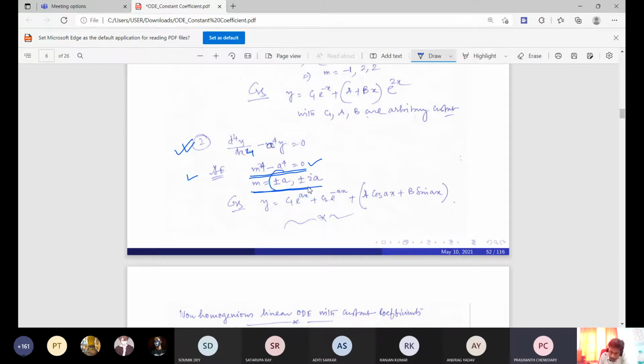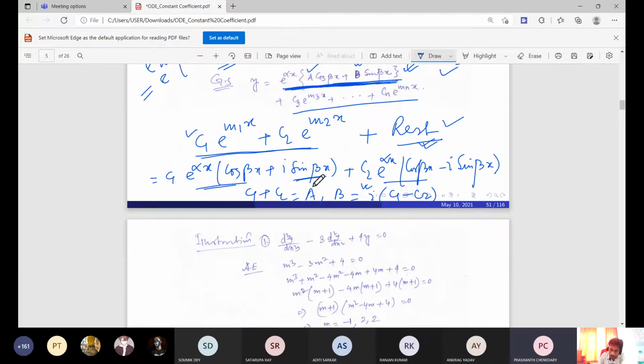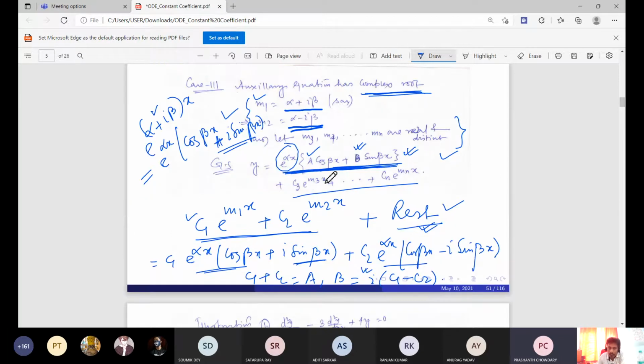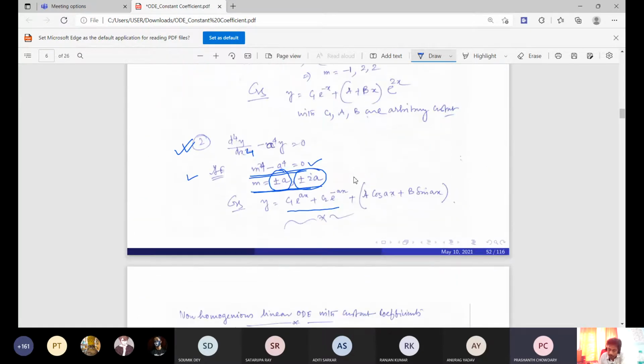This part is already discussed in the last class. The contribution from plus minus a in the solution will be C1 e to the power ax plus C2 e to the power minus ax. For the rest part, see here, the real part is 0. That means e to the power alpha x will be 1 only. So the remaining part will be A into cos ax plus B into sin ax. See here, you have a fourth order differential equation, and here you have 4 different constant parameters. So this can be treated as the general solution.